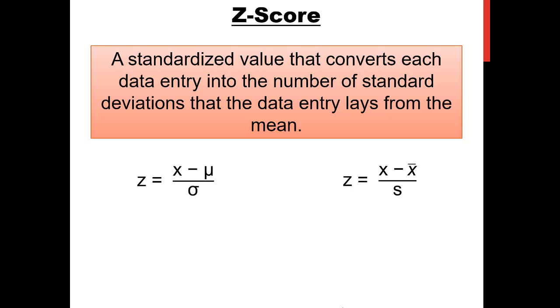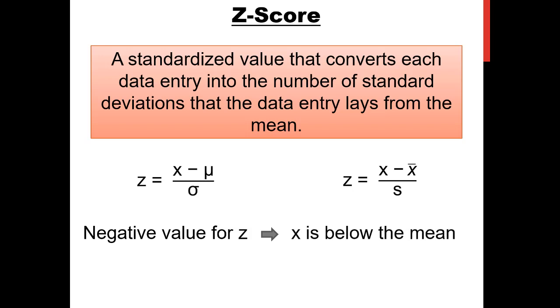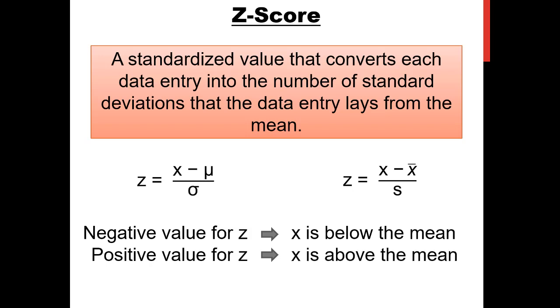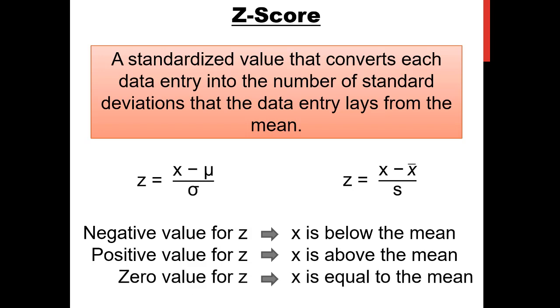And that measuring stick is the standard deviation. So a negative value for z means that the data value was below the mean. A positive value for z means that the x value was above the mean. And if you have z equal to 0, then that means that the data value is equal to the mean.